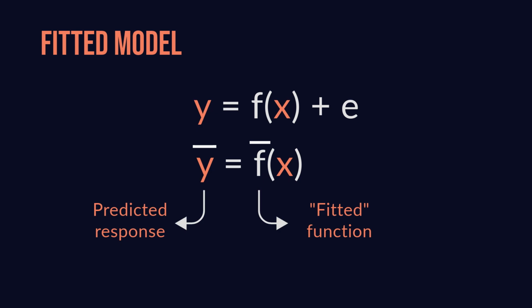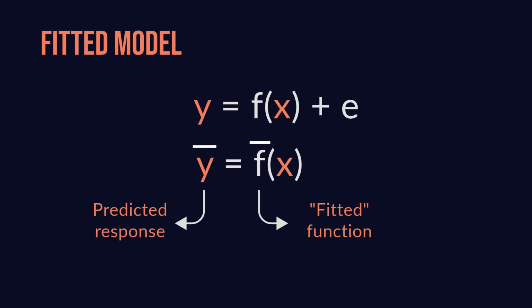The fitted function f hat ideally should be able to accurately predict the value of y hat based on the values of x. In this case, if we know the value of girth of a tree, our fitted model should be able to predict the height of the tree.